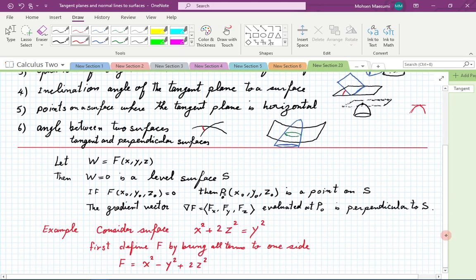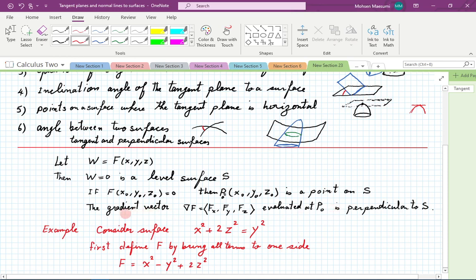Okay, what's the groundwork? If you have a function of 3 variables like w is equal to f of x, y, z, and you set this equal to a constant, in particular 0, what you get is a level surface. So it becomes a level surface of that function. Now if you have a point in space, if you want to know if that point is sitting on that surface or not, you plug it in that equation, and if it becomes 0 then you know you are on that surface.